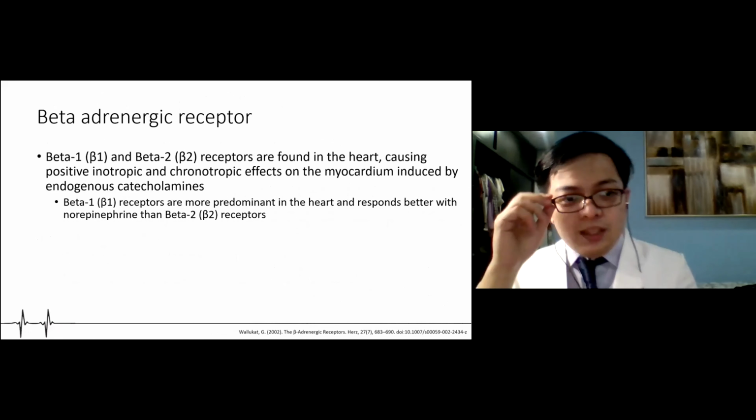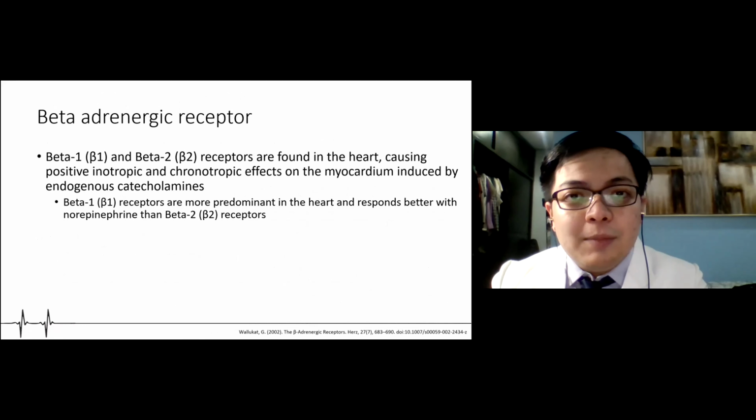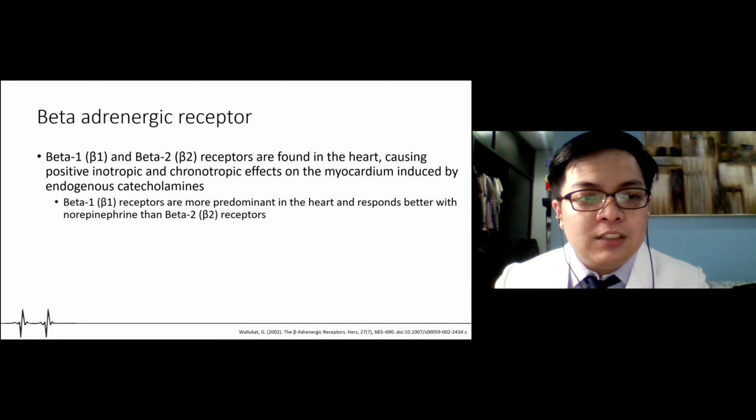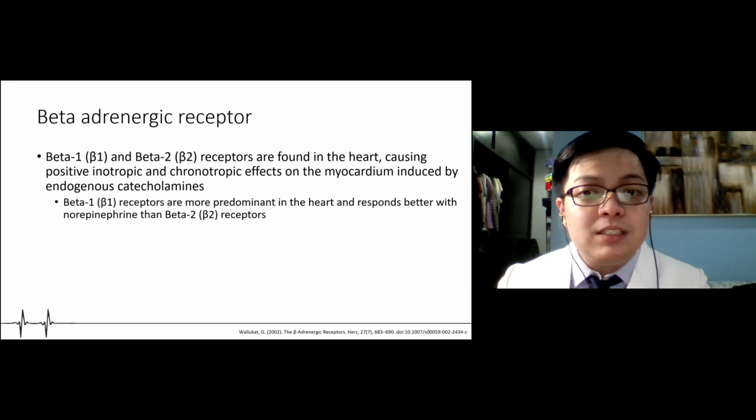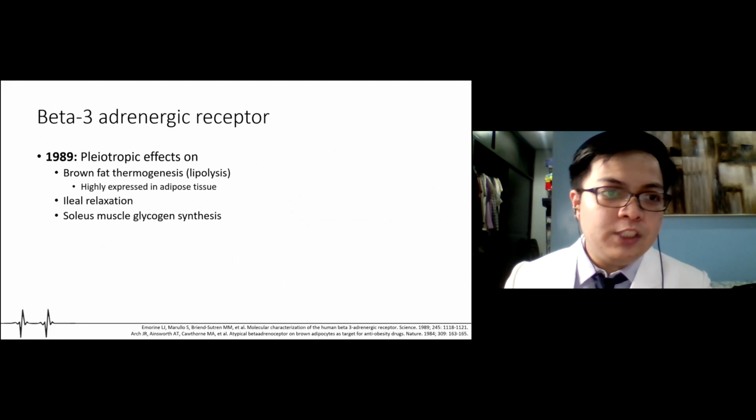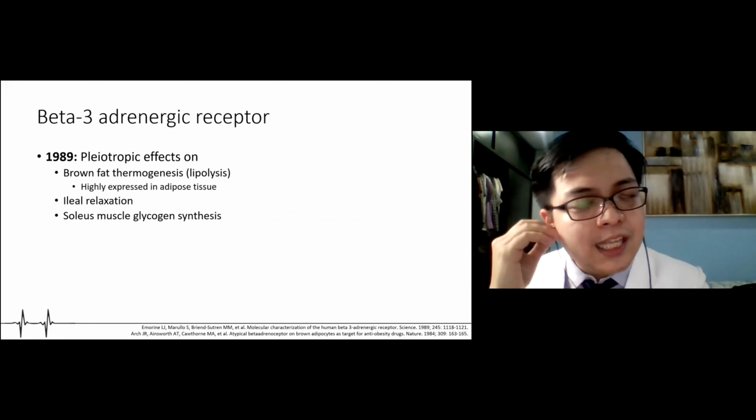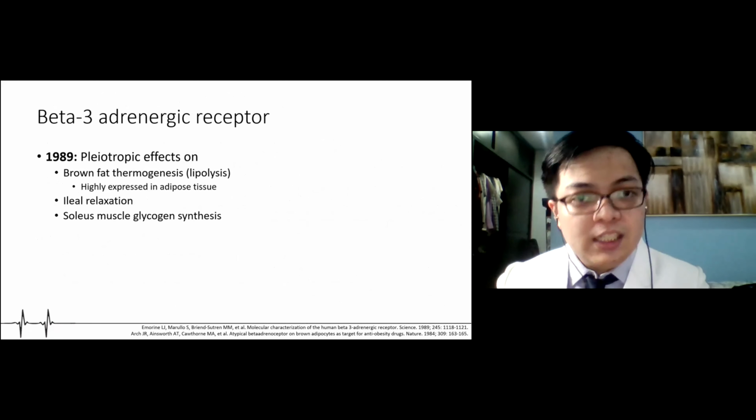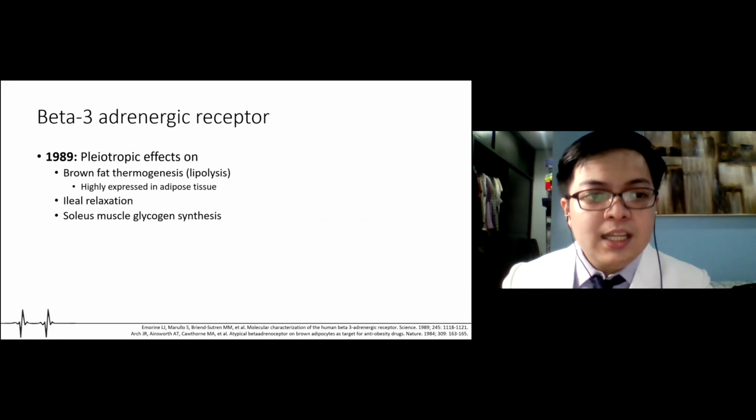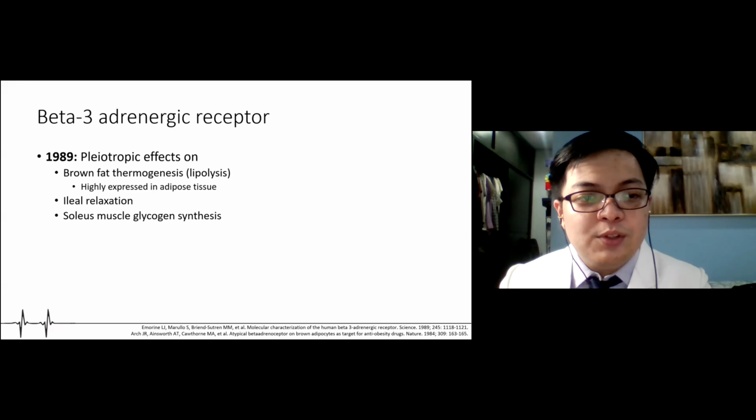So your beta 1 and your beta 2 receptors are mainly found in the heart, but beta 1 more than beta 2 in the heart, causing positive inotropic and chronotropic effects on the myocardium induced by endogenous catecholamines. So for your beta 3 receptors, it rose into prominence starting from 1989, which showed that initially it has pleiotropic effects on your brown fat thermogenesis, ileal relaxation, and your soleus muscle glycogen synthesis.